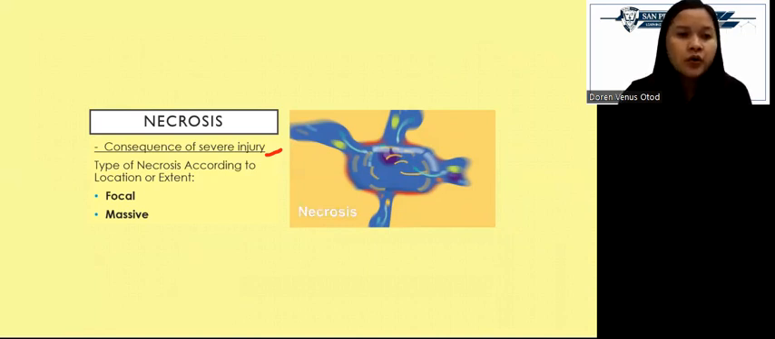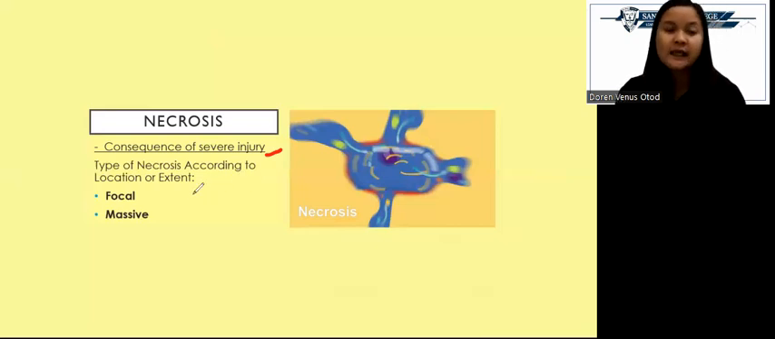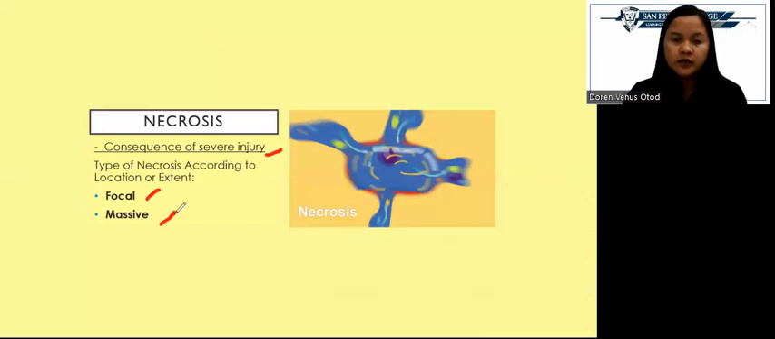So there are two different types of necrosis according to location or extent. The first one is focal. When we say focal, the inflammation or the injury only happens in a certain area of the body. While when we say massive, it is widespread. Okay, widespread.